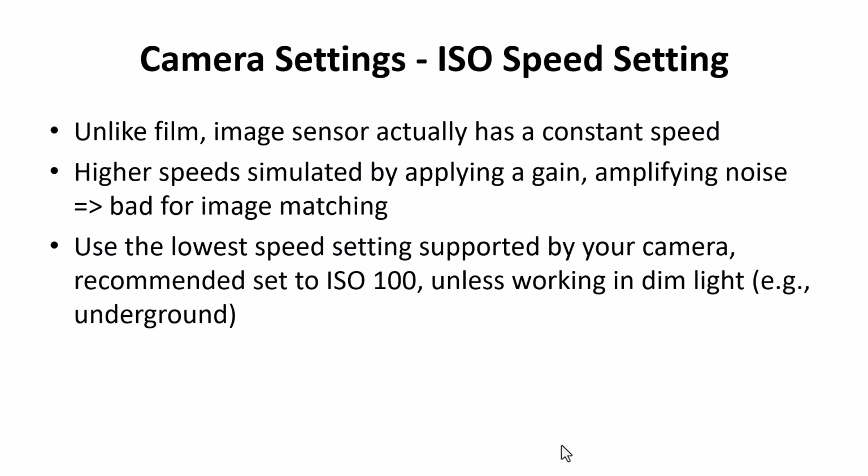We want to use these very low numbers for capturing our images, unless we are doing work in very dim light conditions, for example, underground where the lighting is poor. Then we might go up to a little bit of a higher number. We would certainly go to a much longer shutter speed, shutter time. So use a low ISO speed setting. Keep the aperture fixed. Those are two things you can set up on your camera before you go into the field.